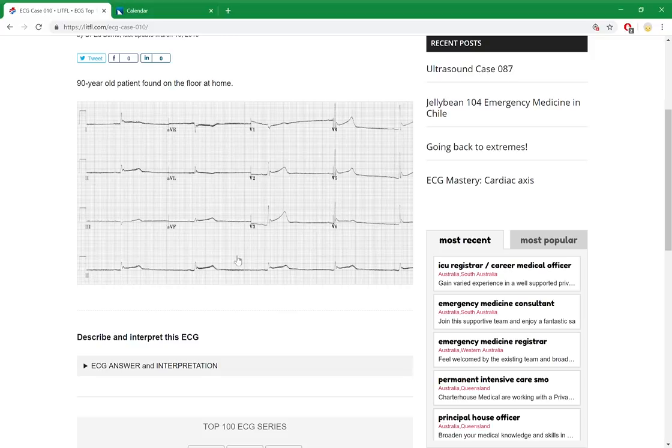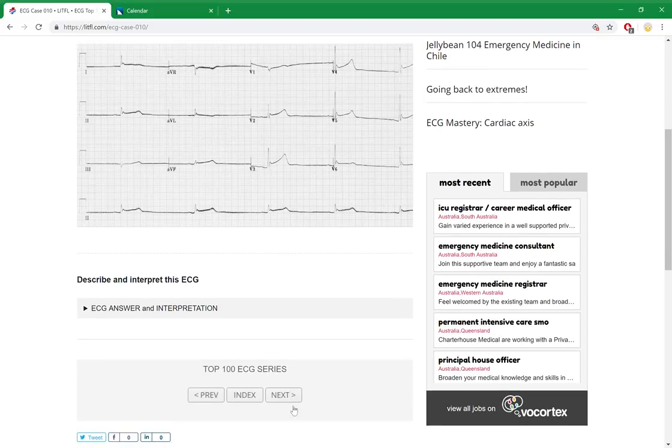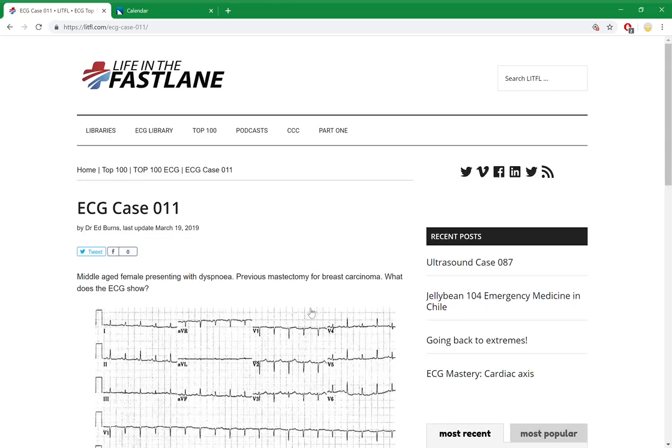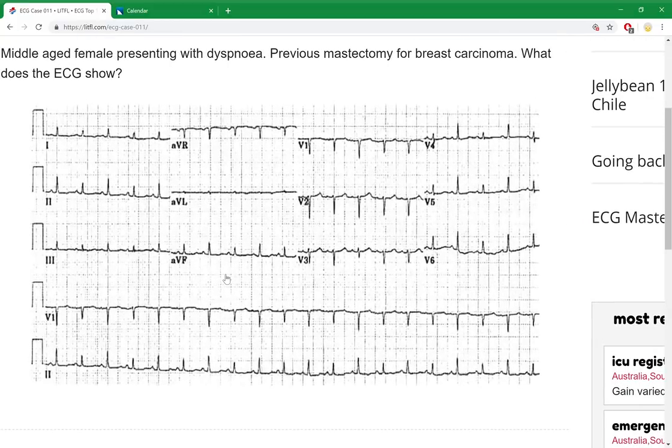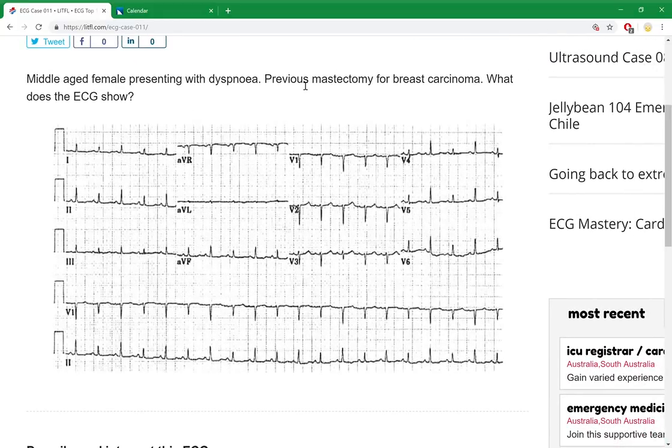This is like a bradycardia due to hypothermia. But this last one I think is a good one to end on. A middle-aged female presenting with shortness of breath, previous mastectomy for breast carcinoma. What does the ECG show? Middle-aged female, dyspnea, shortness of breath, previous mastectomy for breast carcinoma. What does the ECG show?